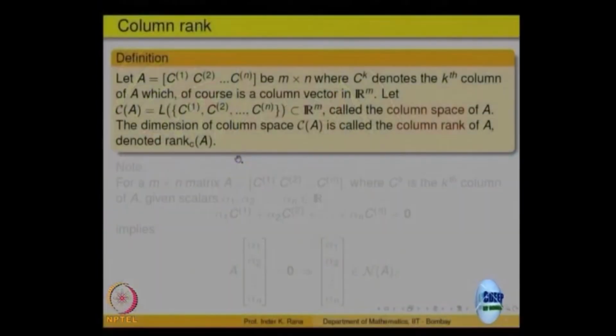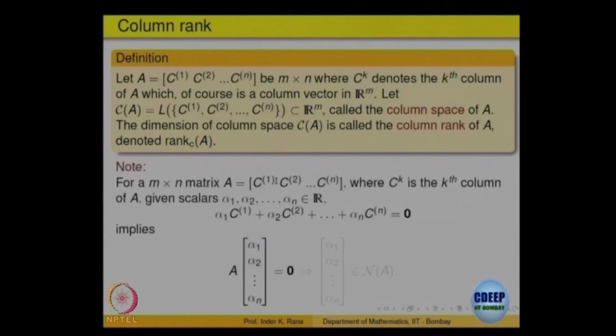So column space is a vector space in R^m, and the row space is a vector space in R^n. Okay. So these are the two subspaces and they play some important role. We will see what role they play, but just one observation here.